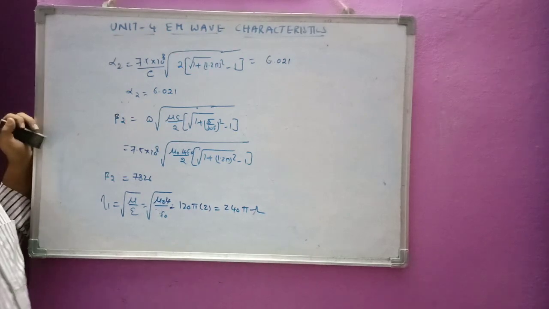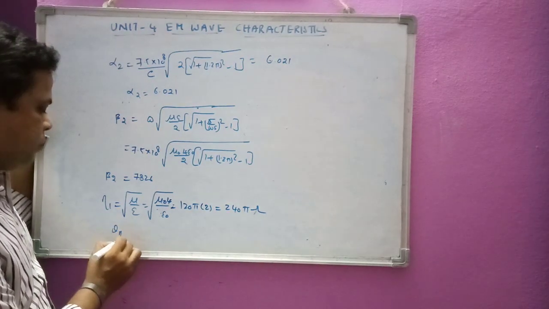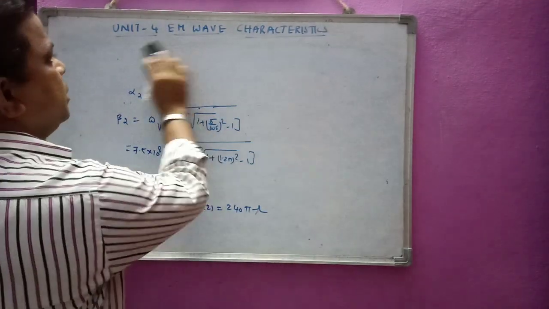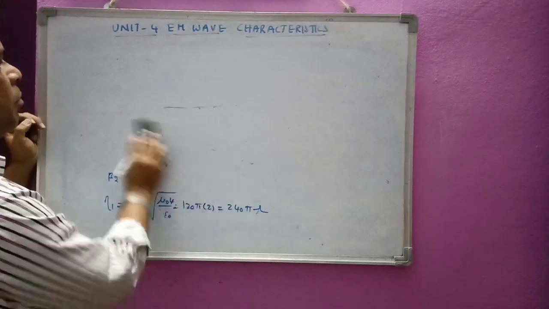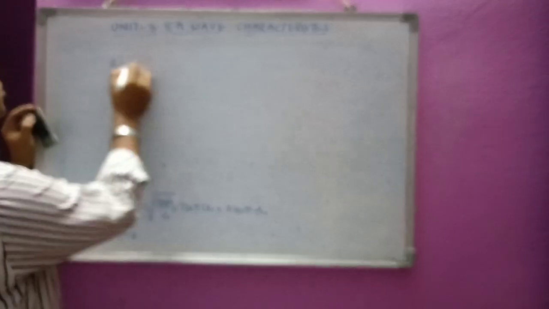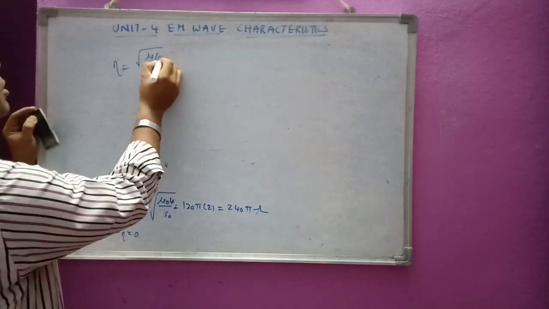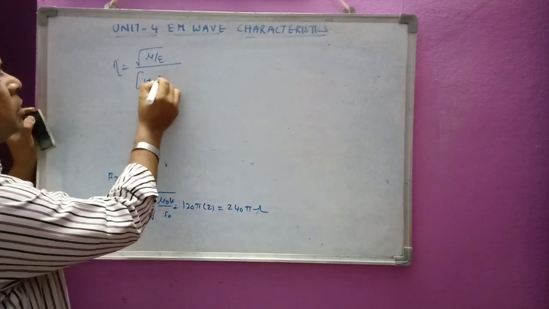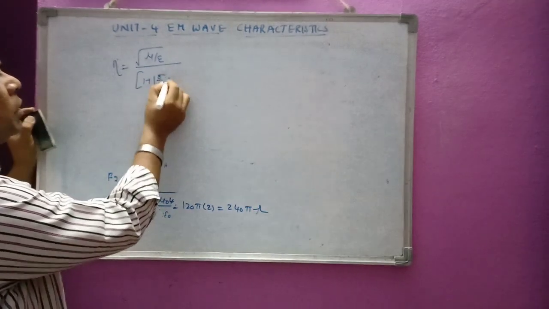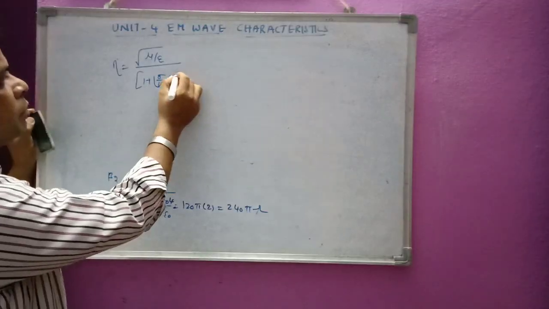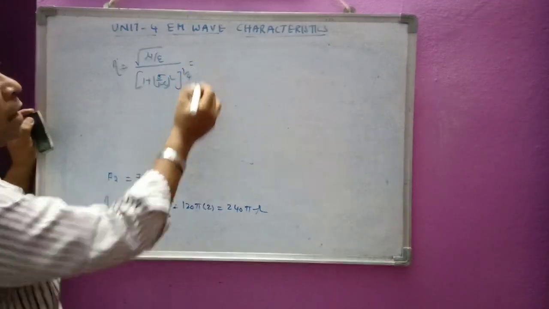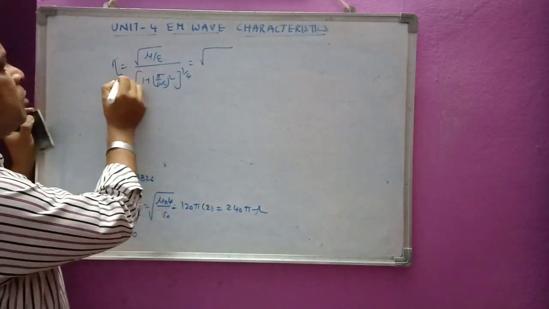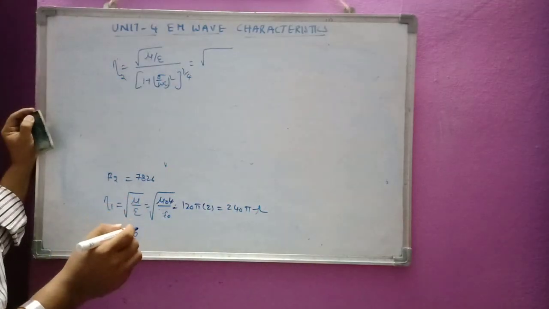Now similarly, theta of eta will be equivalent to 0 here. Now I can calculate the value of eta 2 also. For eta 2 we have to use the general formula: eta 2 is equal to square root of mu by epsilon, times 1 plus sigma by omega epsilon whole square, whole power 1 by 4. I can write here the values he has given for the medium 2.